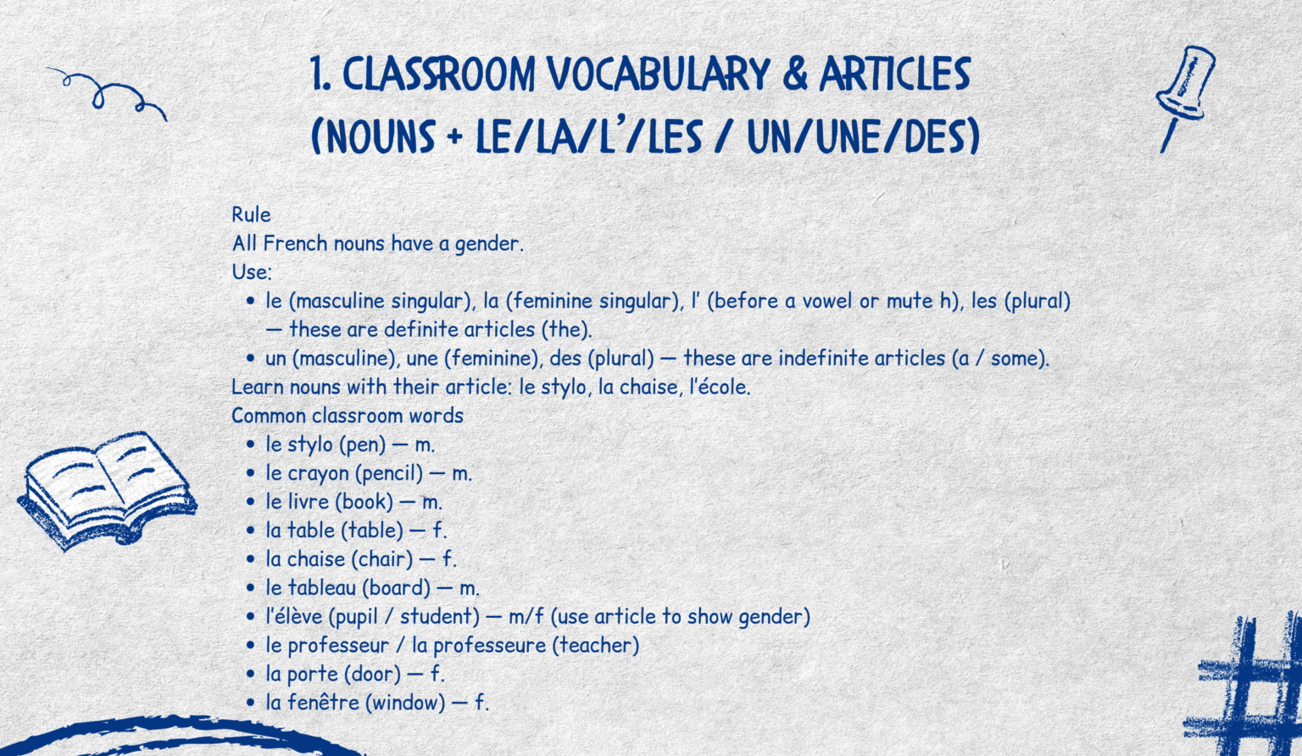Let's summarize what we learned today. First, all French nouns have a gender, masculine or feminine. Second, articles change depending on the gender and number of the noun. Third, definite articles mean the and are used for specific things. Fourth, indefinite articles mean a or some and are used for general or new things. And finally, always learn nouns together with their article to remember their gender.